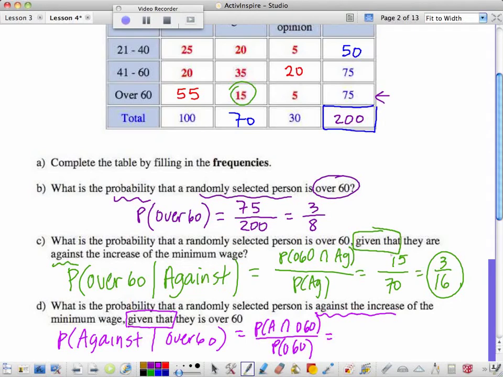So my intersection is still the same. I still have 15. My denominator is what changes. I'm looking at the probability of being over 60. Well, that is just 75 right here, that total. So this time it's 15 divided by 75 instead of 15 divided by 70. So after I reduce, I'm going to get 3/17 instead of 3/16.